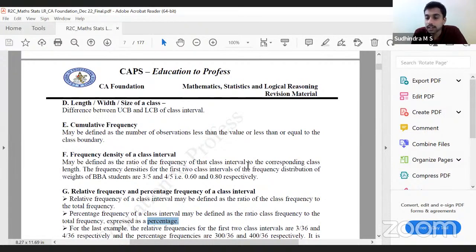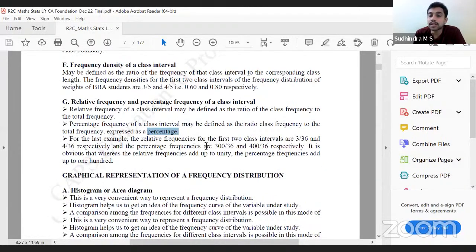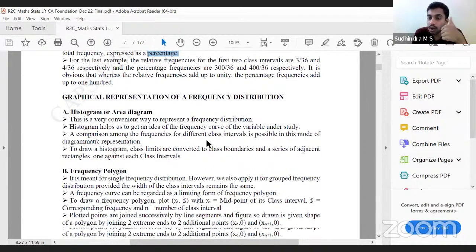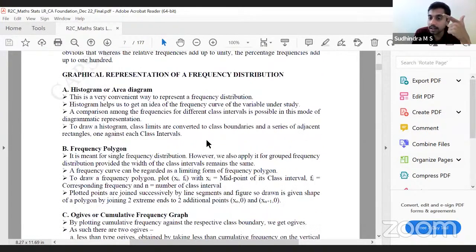Till here, everyone understood? Yes, sir. If we have understood this, then we'll move on to the last part of this chapter, which is graphical representation of frequency distribution. Here we have four concepts. One, histogram. Second, frequency polygon. Third, ogives. And the last one, frequency curve.